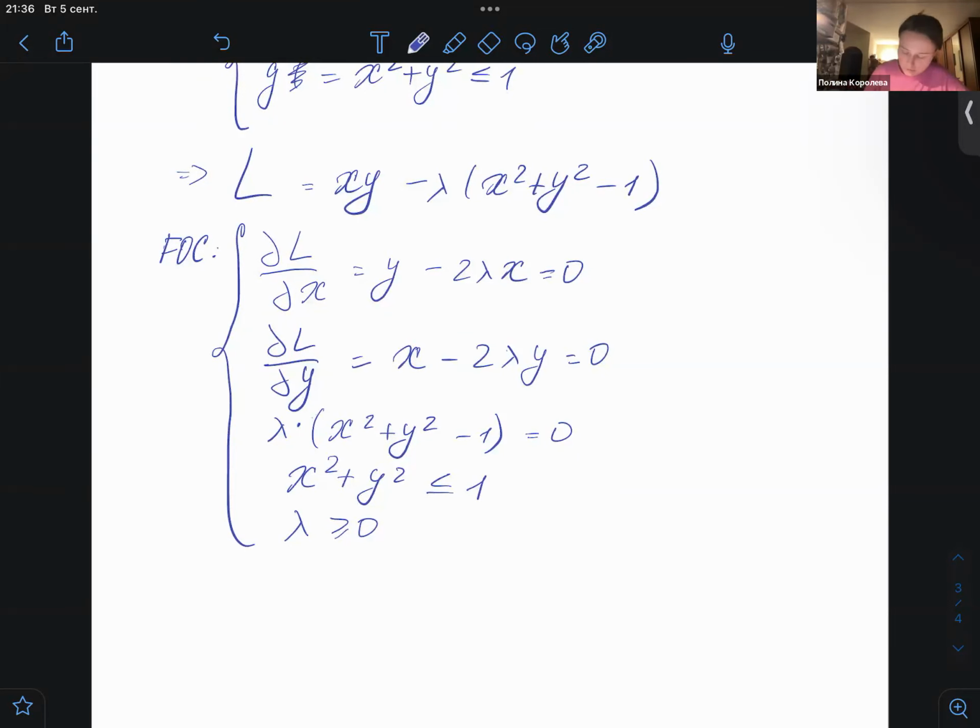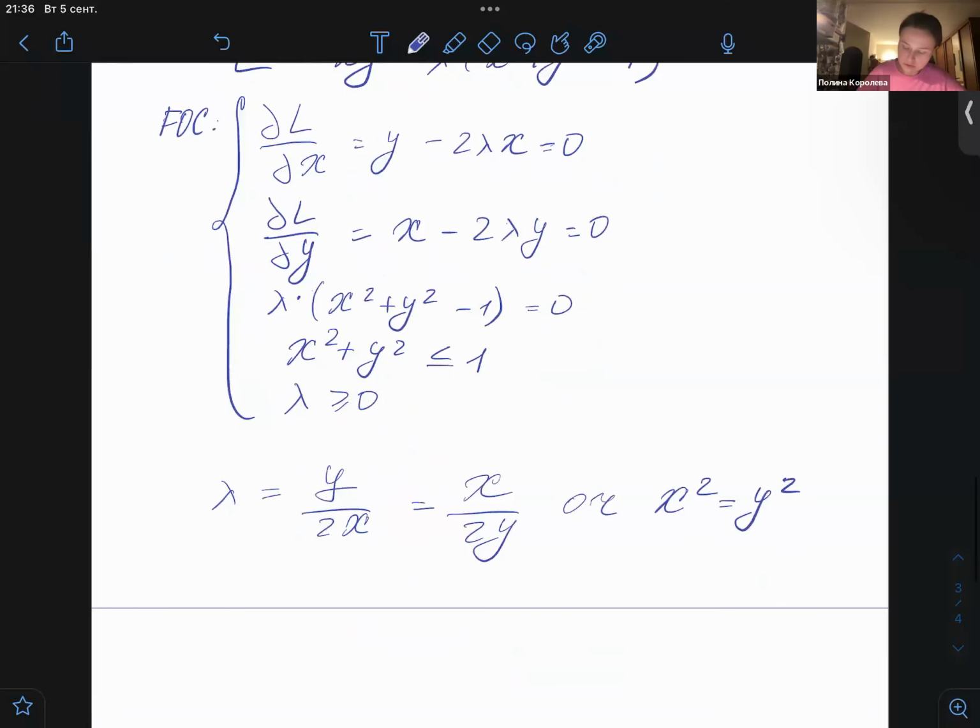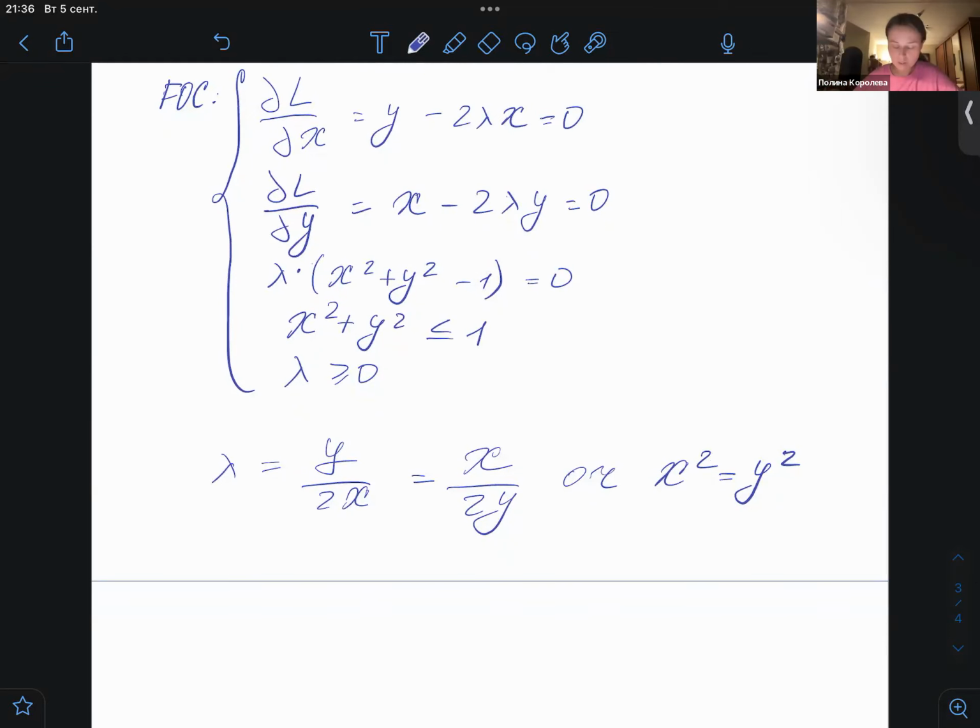From the first and the second row, we can find that lambda equals y over 2x, and it is equal to x over 2y, or we can write that x squared should be equal to y squared. So then we use the third row, and we should consider two options: when the Lagrange multiplier equals 0, or when it is greater than 0. So the first option, if the Lagrange multiplier equals 0. That means that in the solution x will be equal to y will be equal to 0. And it's okay, it will be our critical point.